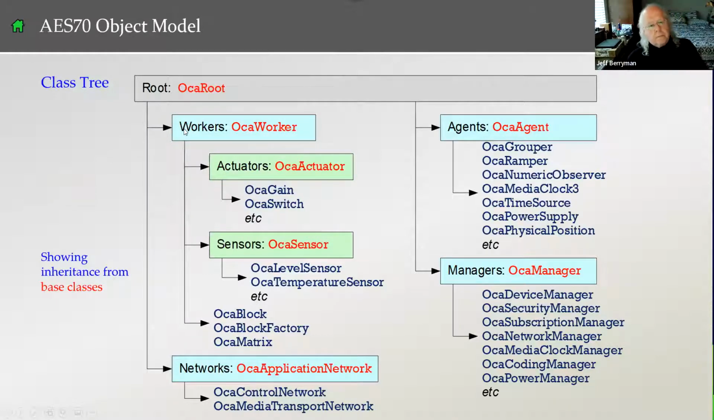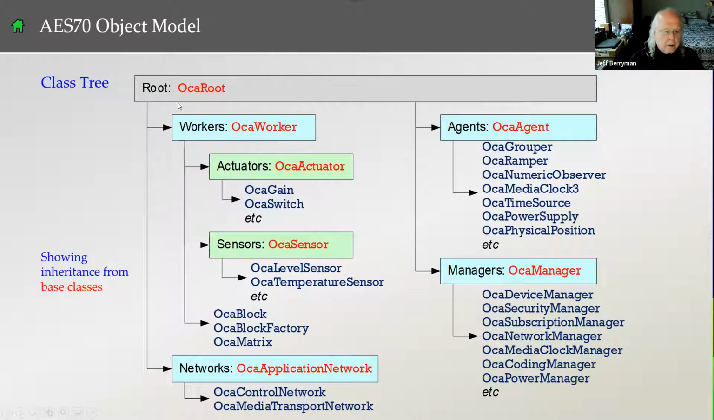Workers inherit from OCA worker. You'll see these familiar categories are one particular class that has different subclasses. I don't go into this too much. It doesn't matter too much for this presentation, but you can see that actuators are children of workers. Sensors are children of workers, and the block and vector classes are also children of workers. Then there's the network classes down here, the agent classes over here, and the managers over here.